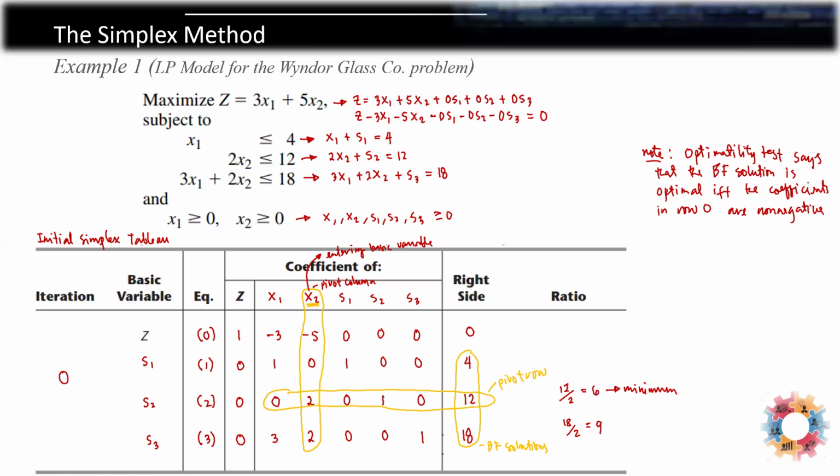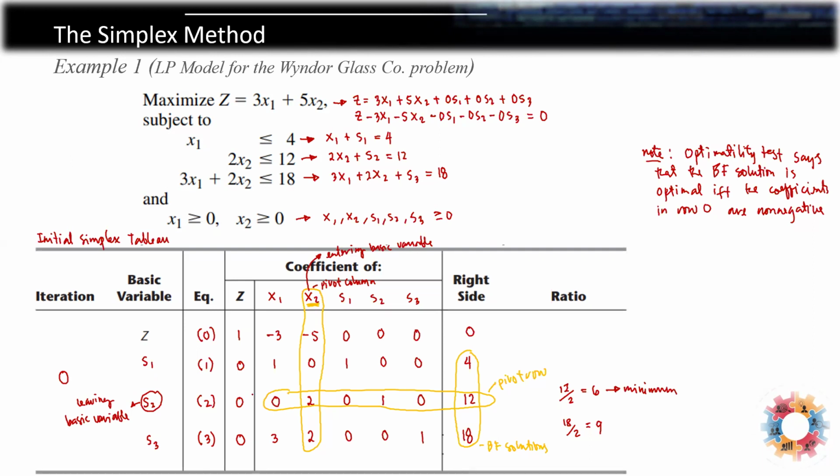Okay? So after obtaining the pivot row, we can now identify what is our leaving basic variable. So the leaving basic variable is S sub 2. We say leaving basic variable, it means that you're going to replace that by the entering non-basic variable. So this is your leaving basic variable, okay?